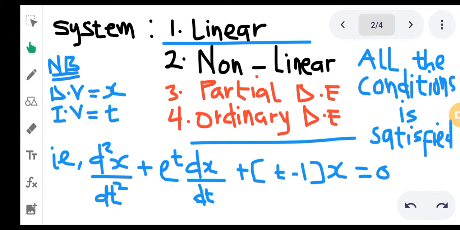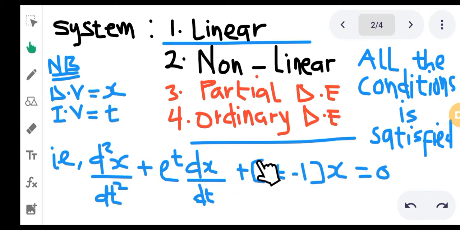Quickly, we know that for a differential equation to behave as a linear differential equation, there are some conditions that should be satisfied. As we move on, I'll mention some of the conditions for a particular differential equation to be considered linear.